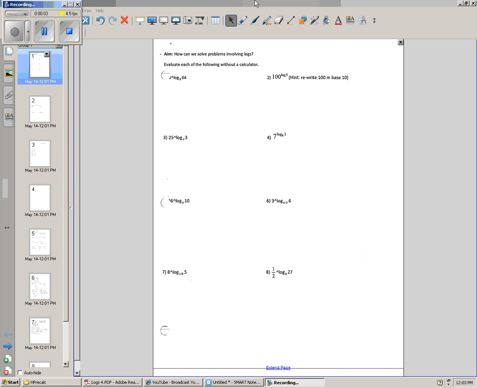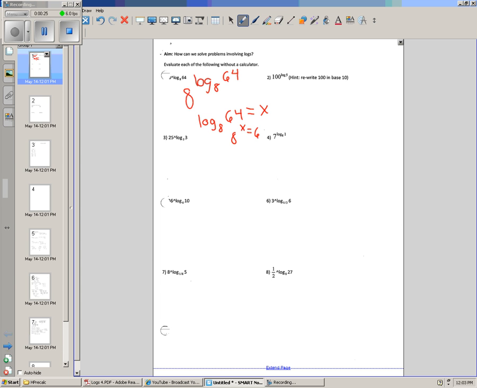Okay, guys, today we're going to look at some more problems with logs. So let's start with number 1. We have 8 raised to the log base 8 of 64. So let's try to figure this out. Log base 8 of 64 equals some number, we could call it x. So then 8 to the x is 64, so x is 2.